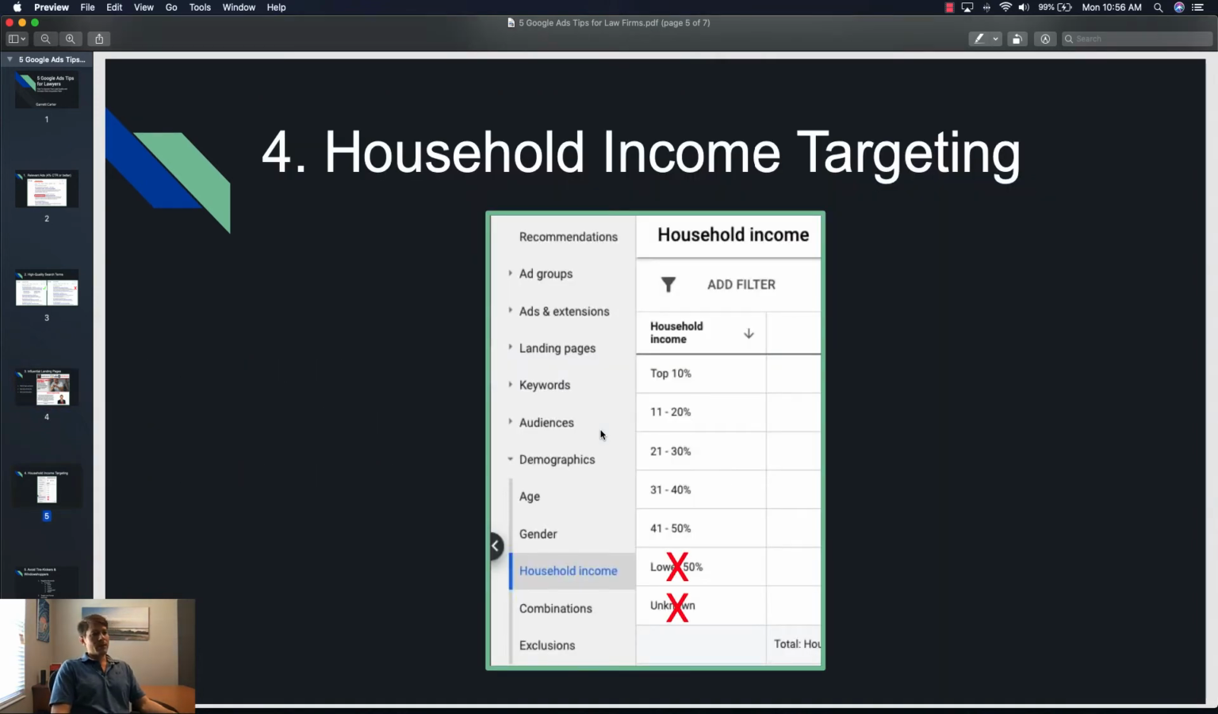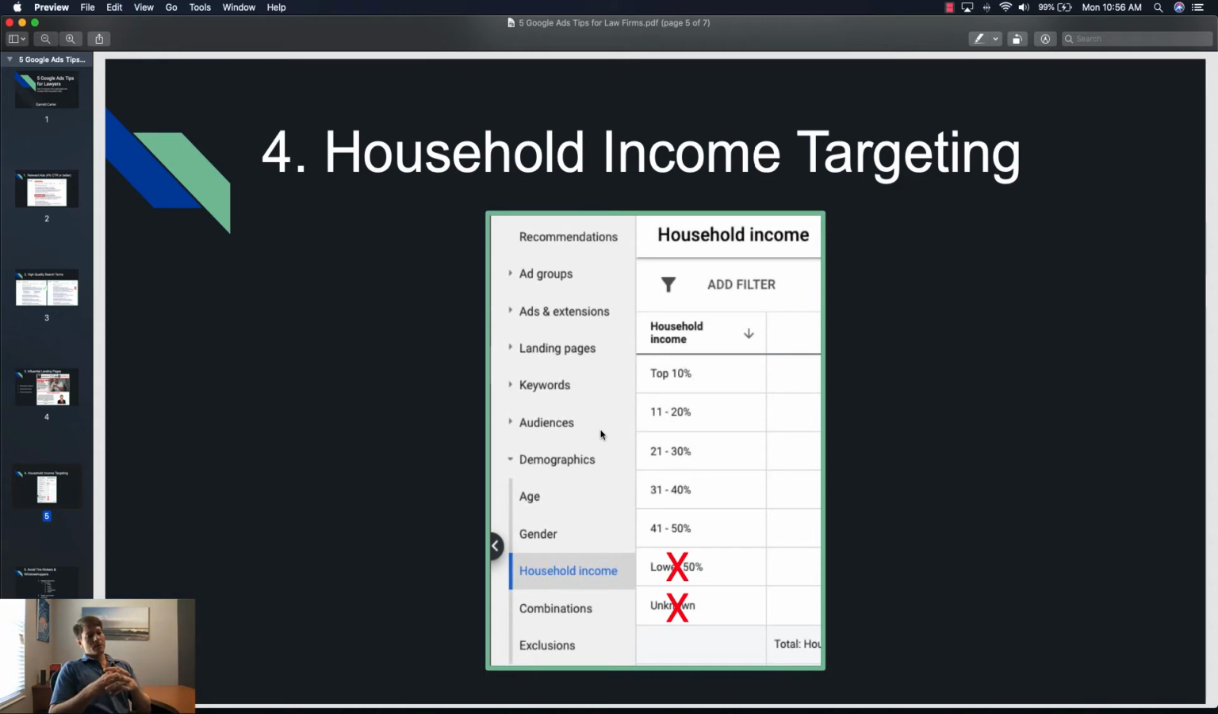The fourth tip that I have is household income targeting. I'm sure a lot of you have been on the phone with people and you tell them what your retainer is and they just simply can't afford you. So there's no point in advertising to people who can't afford your services. That's just wasting money. So with this household income targeting, what I do is I exclude the lower 50% of income earners, as well as exclude any unknown household income earners.